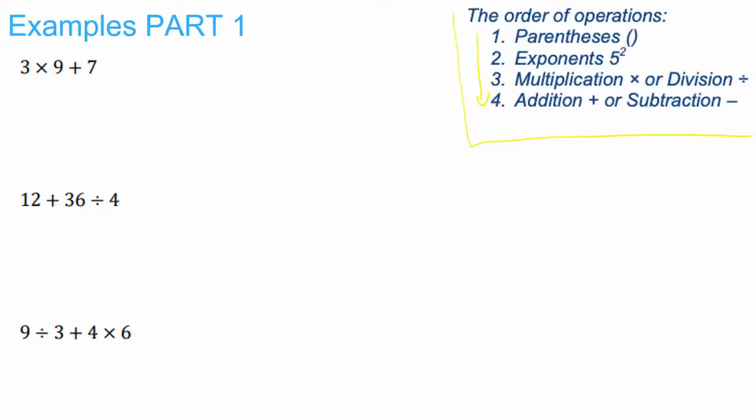So question 1, do we see any parentheses? We don't see any parentheses. Do we see any exponents? We don't see any exponents. Do we see multiplication or division? Yes, we do. 3 times 9. 3 times 9 is 27. We bring down the plus 7, and we get an answer of 34.